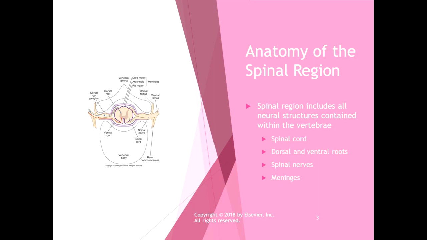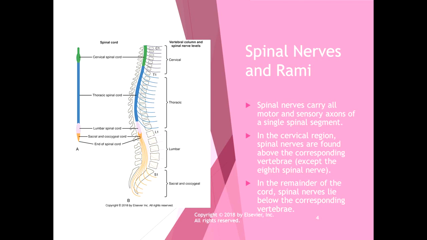two spinal nerve roots. Each spinal nerve carries motor, sensory, and autonomic fibers from a single spinal segment. Spinal segment is the part of the spinal cord that gives rise to each pair of spinal nerves. So it's done in a segmental fashion. So the spinal nerves carry all the motor and sensory axons for a single spinal segment.